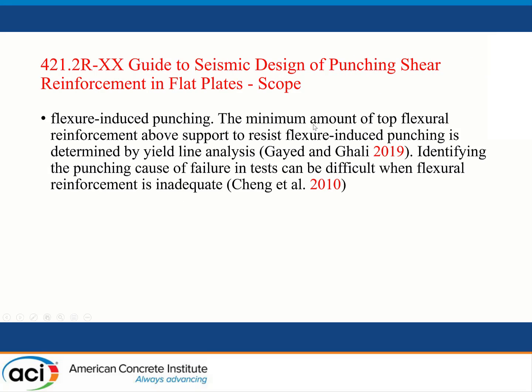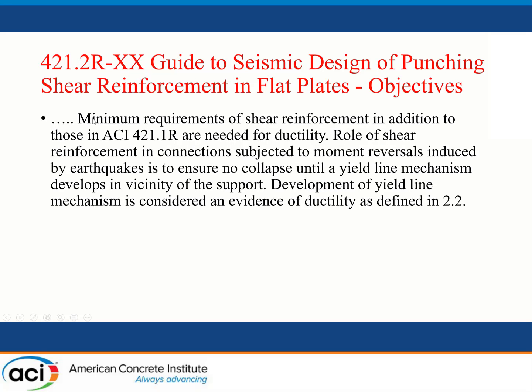Now, one thing that was modified in the scope of this document is related to flexure-induced punching shear, which you heard a lot about today, which is also based on a paper by Guide and Ghali in 2019, and of course other research performed by other researchers. And the objectives also were modified, related to the minimum requirements of shear reinforcement, in addition to those in ACI 421.1R, needed for ductility. The role of shear reinforcement in connections subjected to moment reversals induced by earthquakes is to ensure no collapse until yield line mechanism develops in the vicinity of the support.